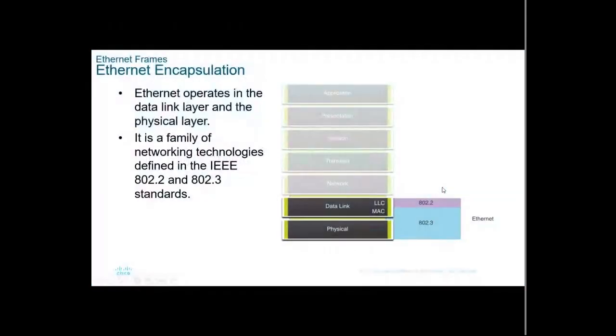So Ethernet frames. We looked at some diagrams with the headers and the trailers and all that kind of stuff previously. But if we look at this diagram, the Ethernet is 802.3 and the 802.2. Ethernet operates in the data link layer and the physical layer. It's a family of networking techniques defined by the IEEE, the Institute of Electrical and Electronics Engineers, and they make these standards.